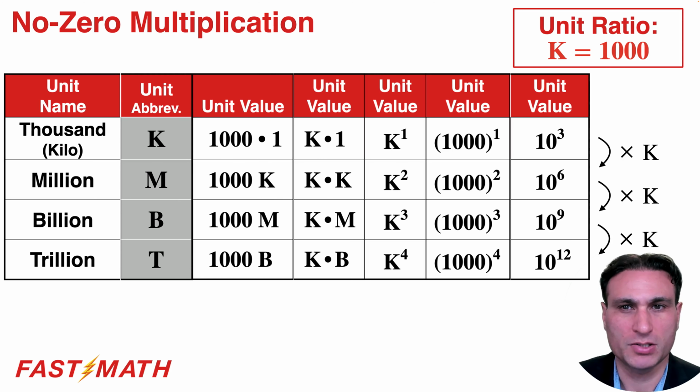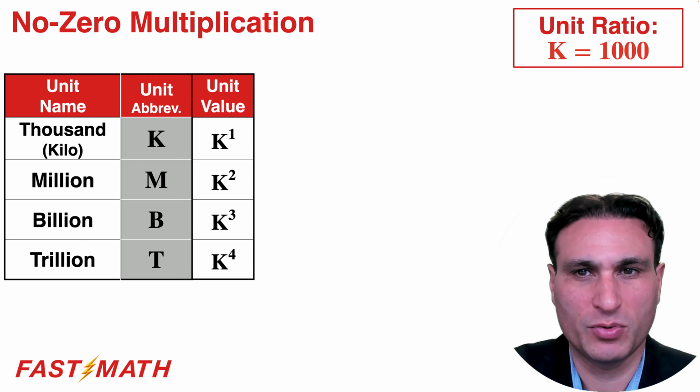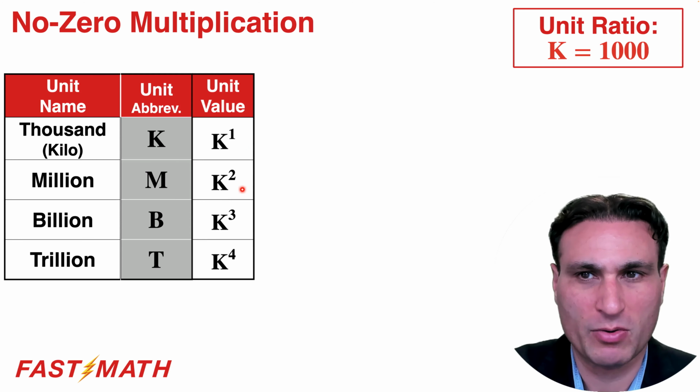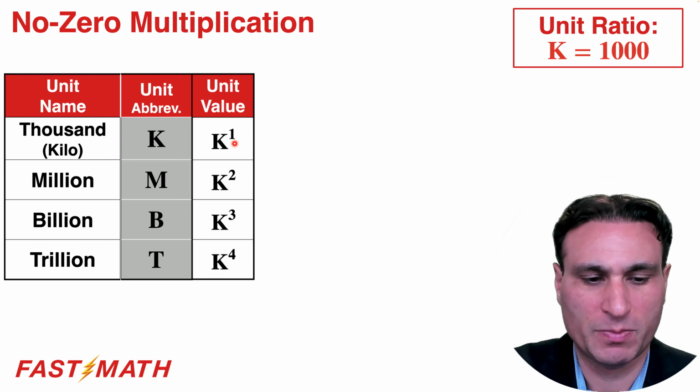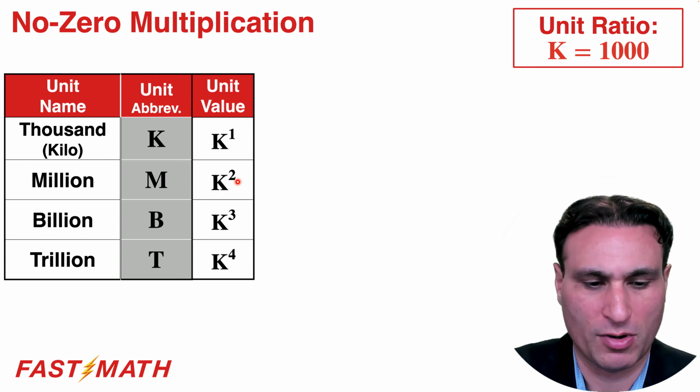This may appear complex, but we can simplify things. The simplest way I could think of to express this information is to represent the unit values as whole number powers of k, or 1,000, with the exponent starting at 1 and increasing by 1 with each larger unit value. The exponent of 1,000 just goes from 1 to 4.